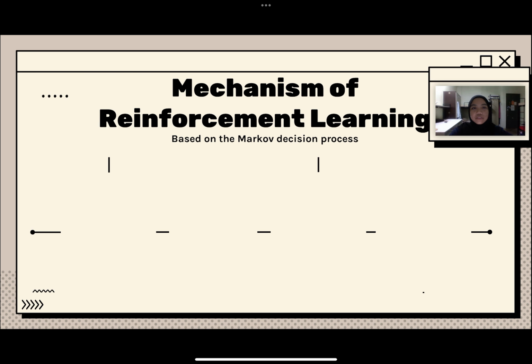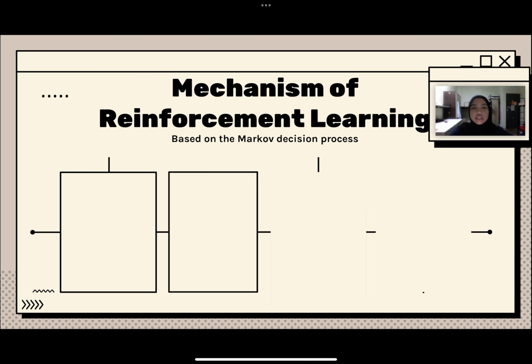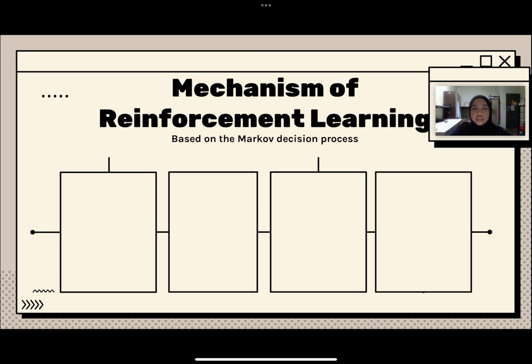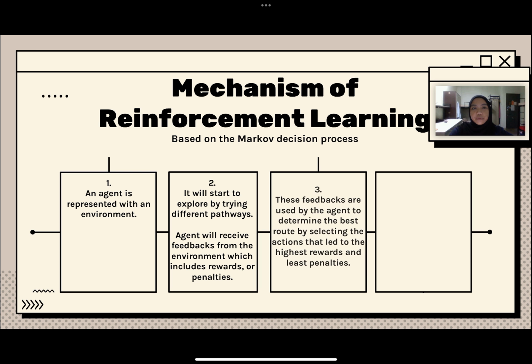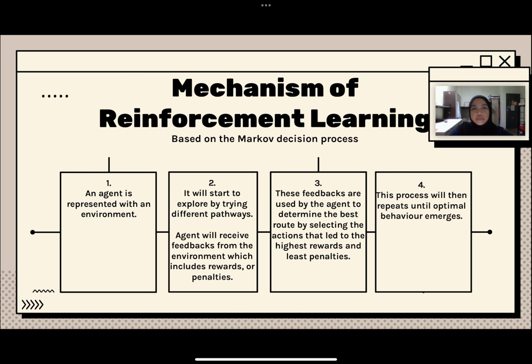So how does reinforcement learning work? First, an agent is introduced to an environment. It will then start to explore different choices and pathways and receive feedback in the form of penalties or rewards. This feedback will then be used to determine the best pathway by selecting the most highly rewarding pathway chosen. This enables the machine to know that it is on the right track, and this cycle will then repeat until an optimal behavior is obtained.